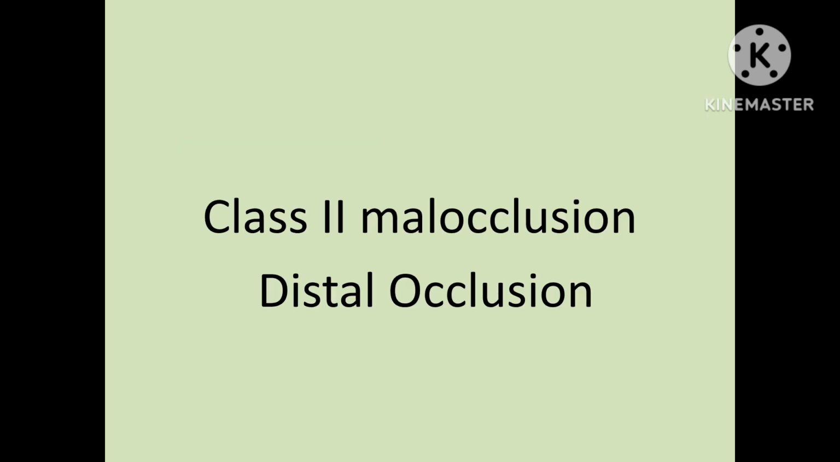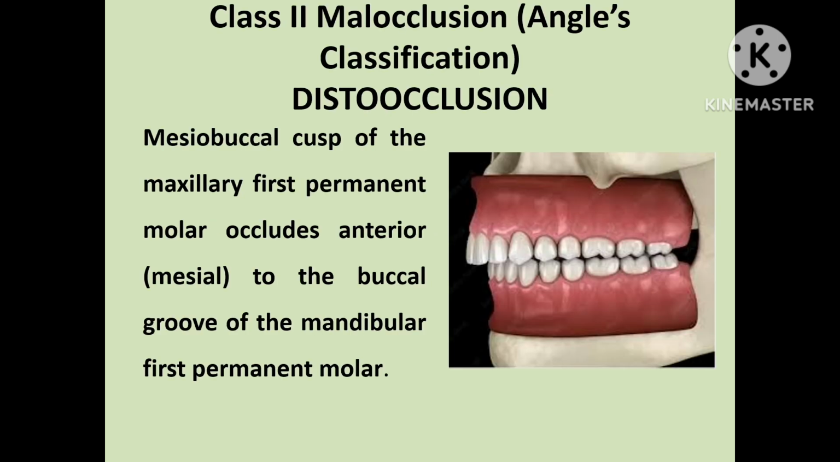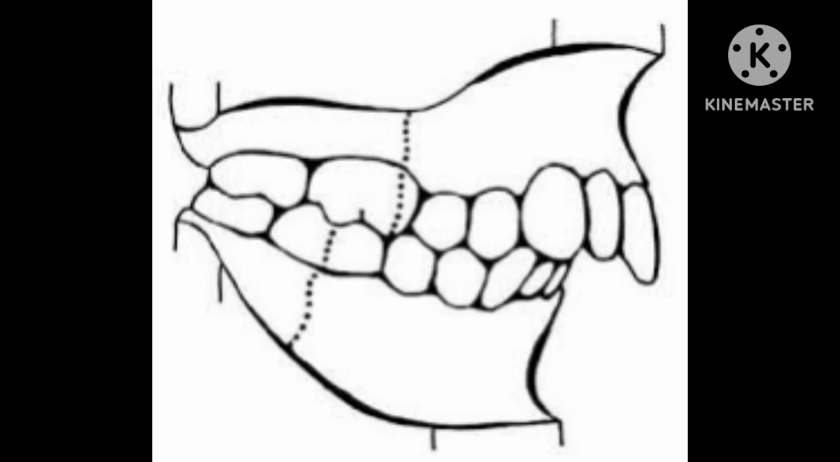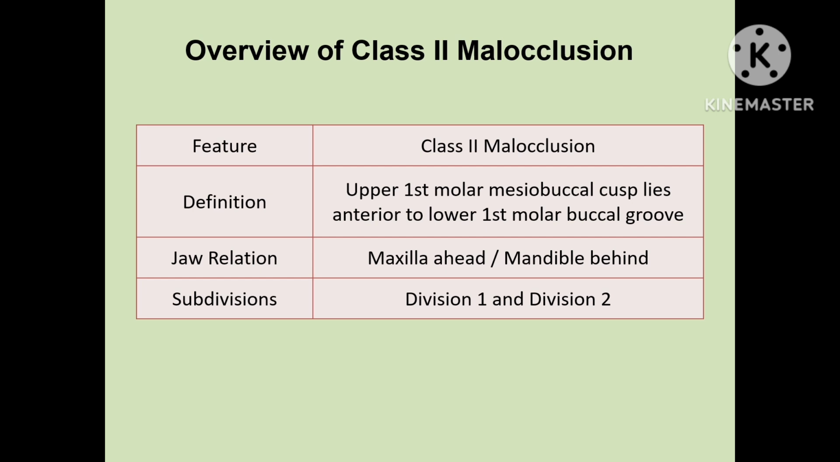Class II Malocclusion, as per Engel's classification, is a type of malocclusion in which the mesiobuccal cusp of the maxillary first permanent molar occludes anterior or mesial to the buccal groove of the mandibular first permanent molar. So the upper molars are positioned ahead of the lower molars in Class II malocclusion.